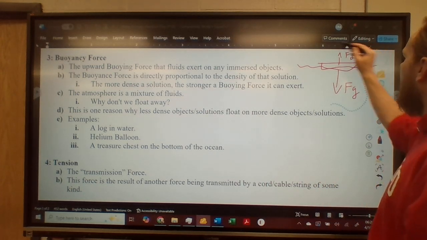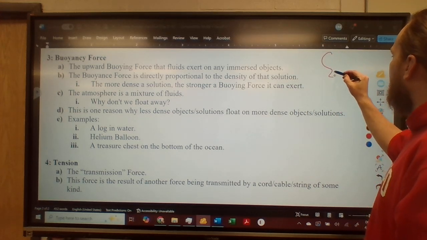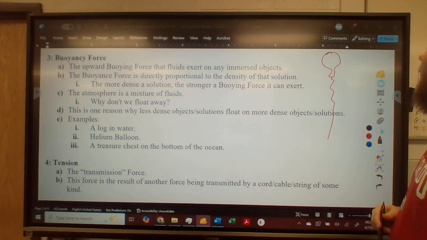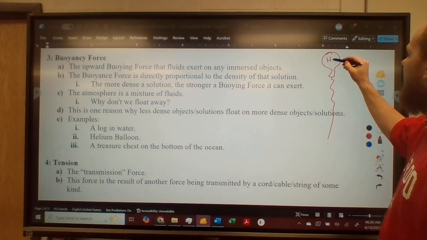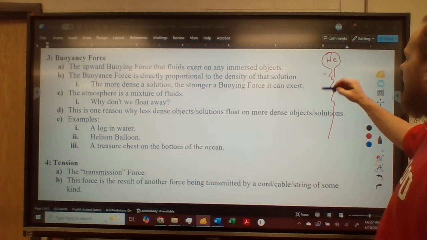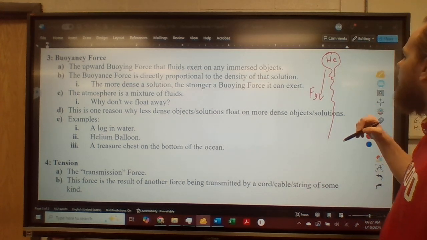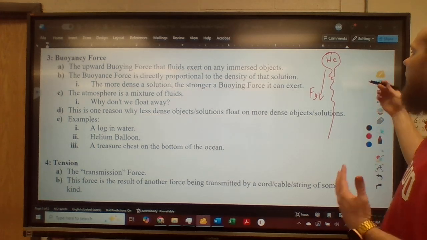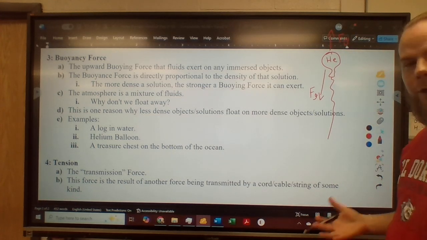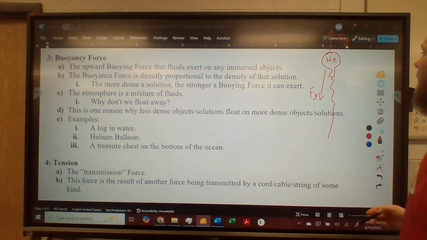Then there's the helium balloon. So if we have our helium balloon, there's our string. There's going to be weight, again, always. Weight down, Fg. Pretend that's a G. And there's going to be a buoyancy force that is lifting it. The air is pushing that balloon up. In this case, very successfully.